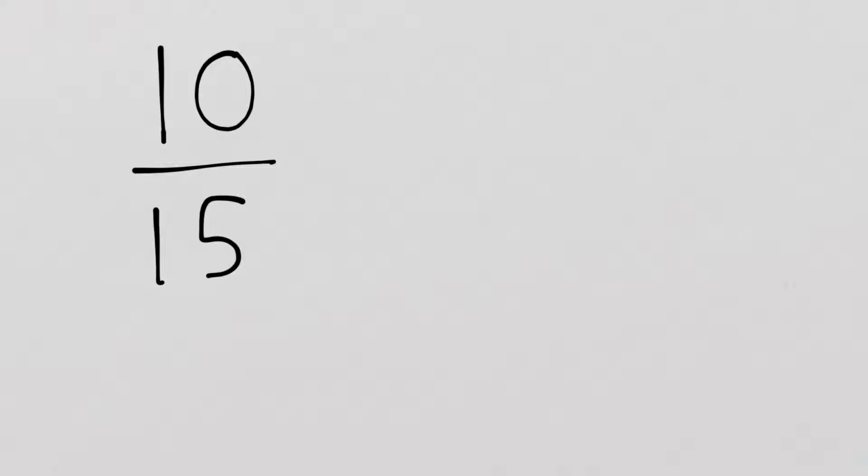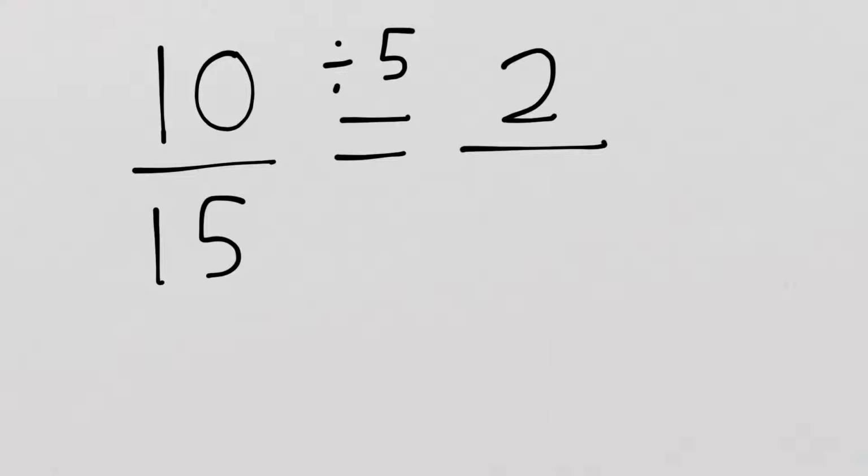Let's have a look at 10/15. Let's simplify that. So we need to think of a number that goes into both 10 and 15. And the number that goes into both of them is, of course, 5. So let's divide 10 by 5. 10 divided by 5 is 2. 2 times 5 is 10. And the rule is whatever you do to the top, you do to the bottom. So 15 divided by 5, 5, 10, 15, that's 3.